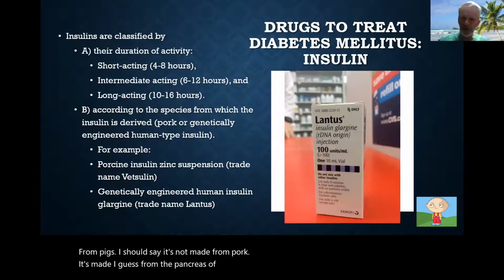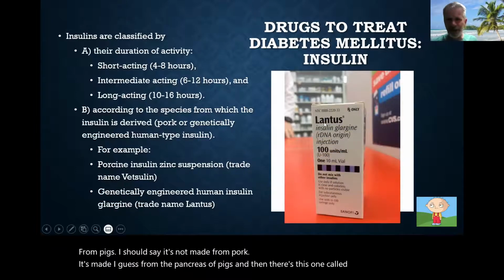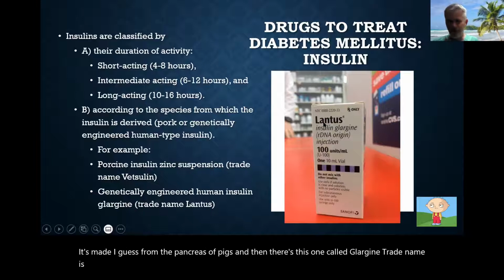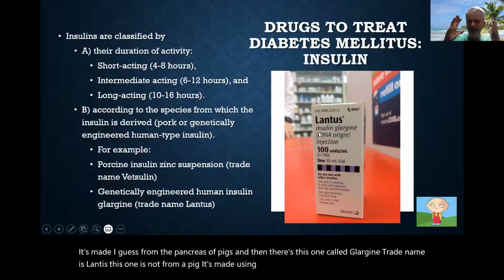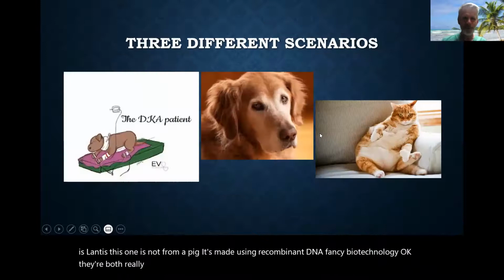And then there's this one called Glargine. Its trade name is Lantus. This one is not from a pig. It's made using recombinant DNA, fancy biotechnology. Okay, they're both really good products.